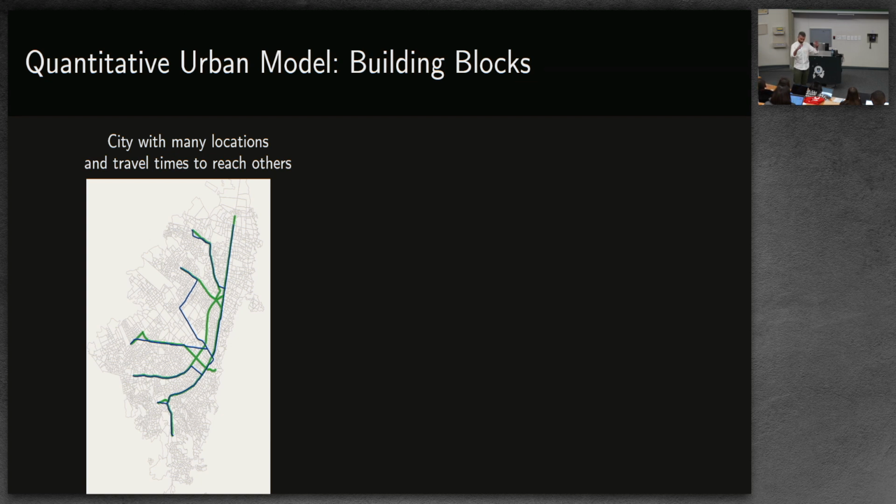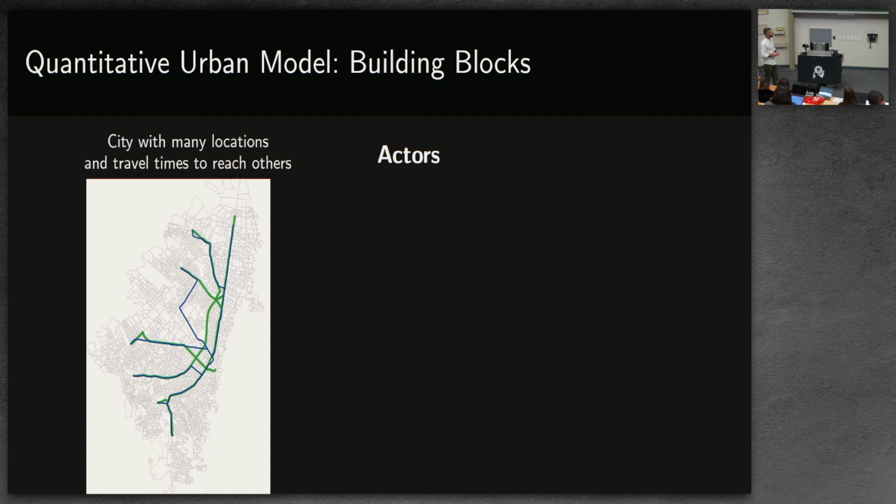We need to say, what is the city? The city is going to be a bunch of locations, which you can think of as polygons, and we're going to represent geography in that city by travel times. How long does it take me from any one location to reach every other place in the city? Okay, so that's our basic framework.